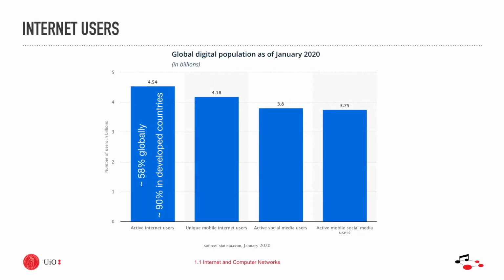Today, in 2020, we have a population of 7.8 billion people, out of which 4.5 billion people use the internet on a daily basis, which accounts for approximately 58%. If we look at only developed countries, this accounts for about 90% of the population. Therefore, the outreach of the internet is truly global.